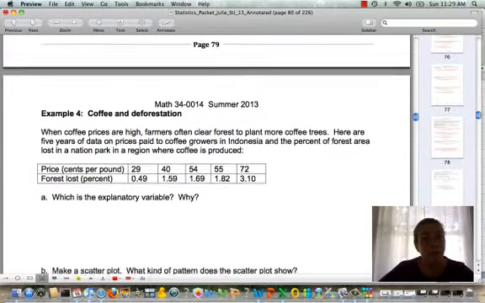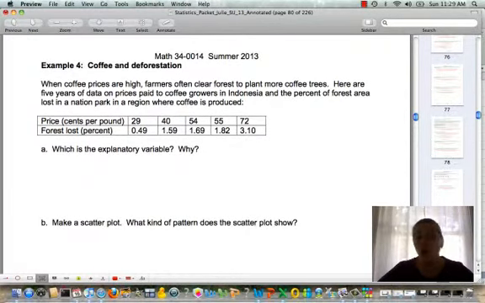Now let's look at Example 4 on page 80. This example is about coffee and deforestation. So it tells us when coffee prices are high, farmers often clear forests to plant more coffee trees. That makes sense if they want to sell more coffee.